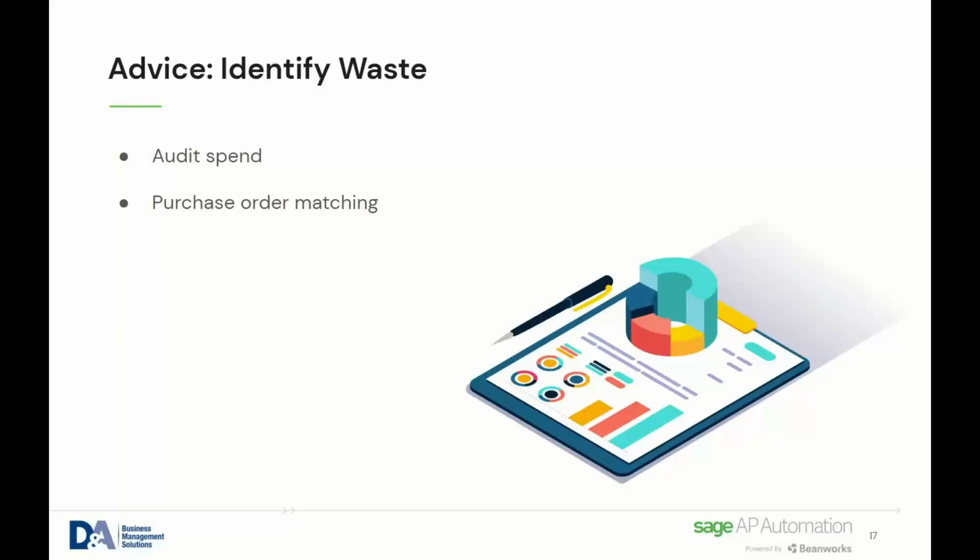Moving on to how to identify waste without automation. So we recommend auditing spend into different categories to identify any overlaps or oddities. And secondly, using purchase order matching to streamline and control purchasing activity while gaining more visibility into your forecasts.